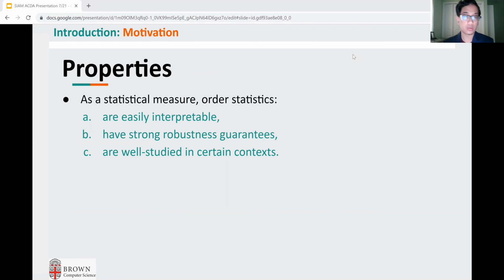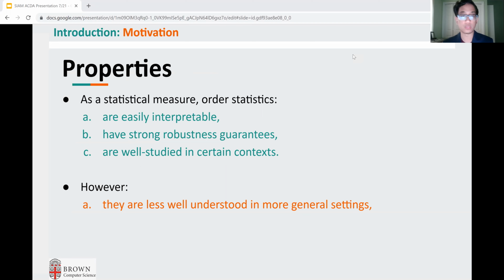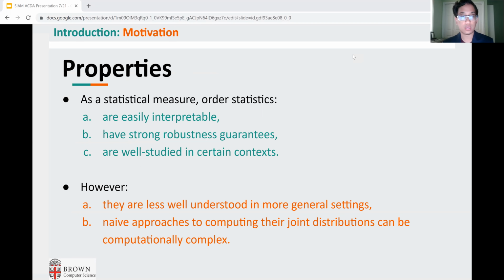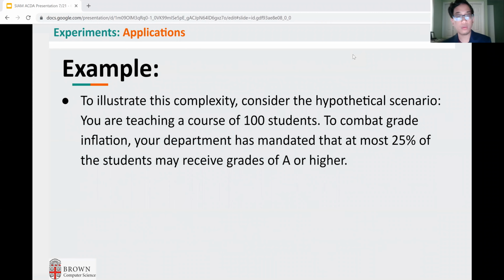That being said, order statistics are less well behaved under more general settings, and their joint distribution can often be difficult to compute. To illustrate this complexity, we give an example. Consider this. You are the instructor of a large course of 100 students. This semester, your department has decided to combat grade inflation and mandated that at most 25 of your students can score A's or higher.